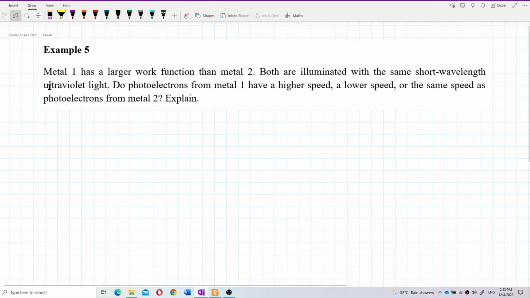Okay, Matter 1 has a larger work function compared to Matter 2. Both are illuminated with the same short wavelength ultraviolet light. Do photoelectrons from Matter 1 have a higher speed, a lower speed, or the same speed as photoelectrons from Matter 2? Explain. Okay, good. So this one is talking about different work function versus the speed of the photoelectrons ejected.